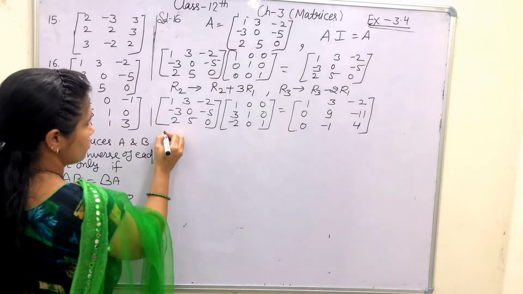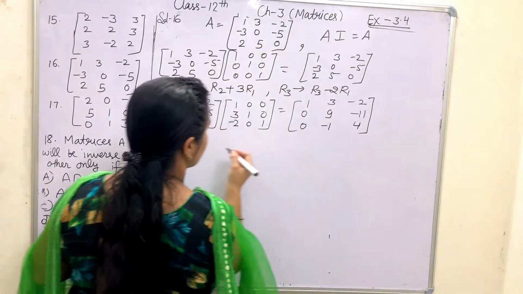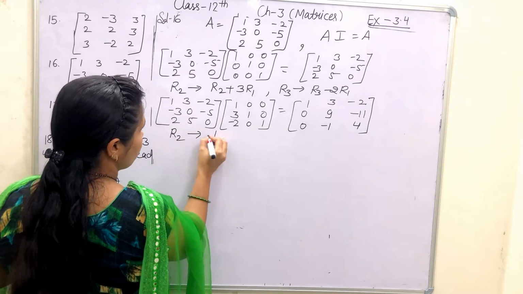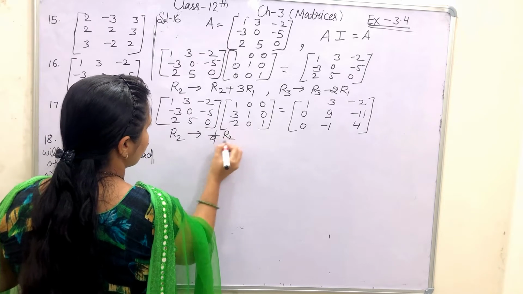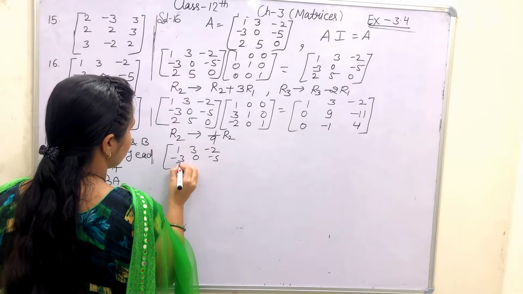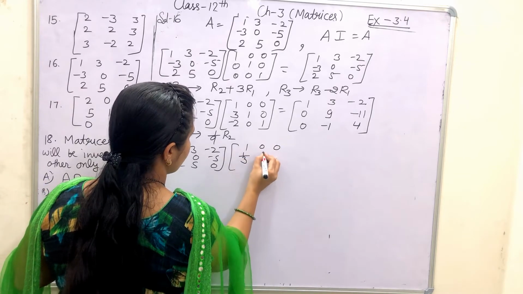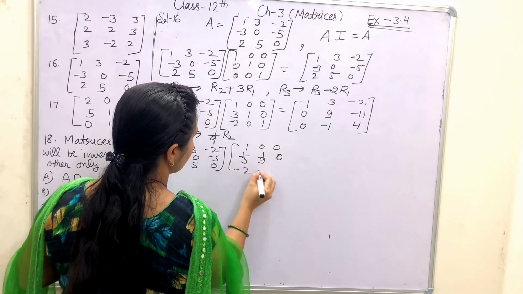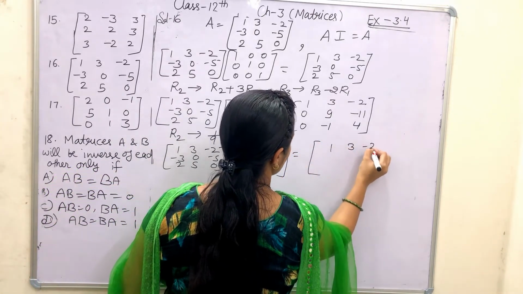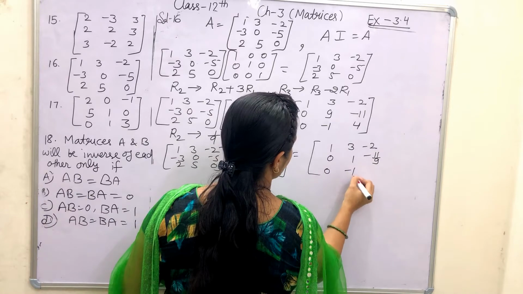Now we apply here R2 as 1 by 9 R2. We get 1, 3, minus 2, minus 3, 0, minus 5, 2, 5, 0, 1, 0, 0, 1 by 3, 1 by 9, 0, minus 2, 0, 1. Here we get 1, 3, minus 2, 0, 1, 11 by 9, 0, minus 1, 4.